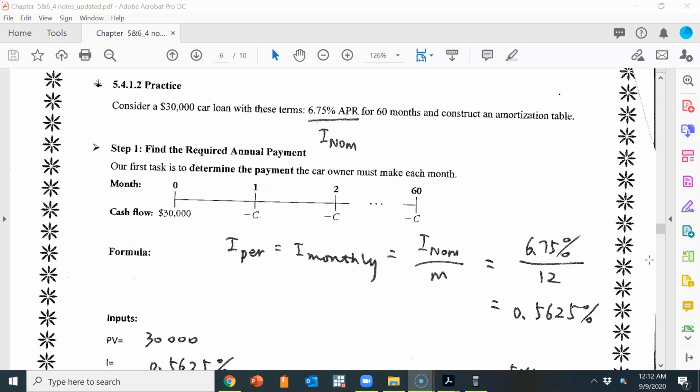Hi class, this video is for the second part of chapters 5 and 6, class 4, amortization. In the last video, we ended with this practice problem on calculating the monthly payments and monthly interest rates for this $30,000 car loan with 6.75% APR for 60 months.